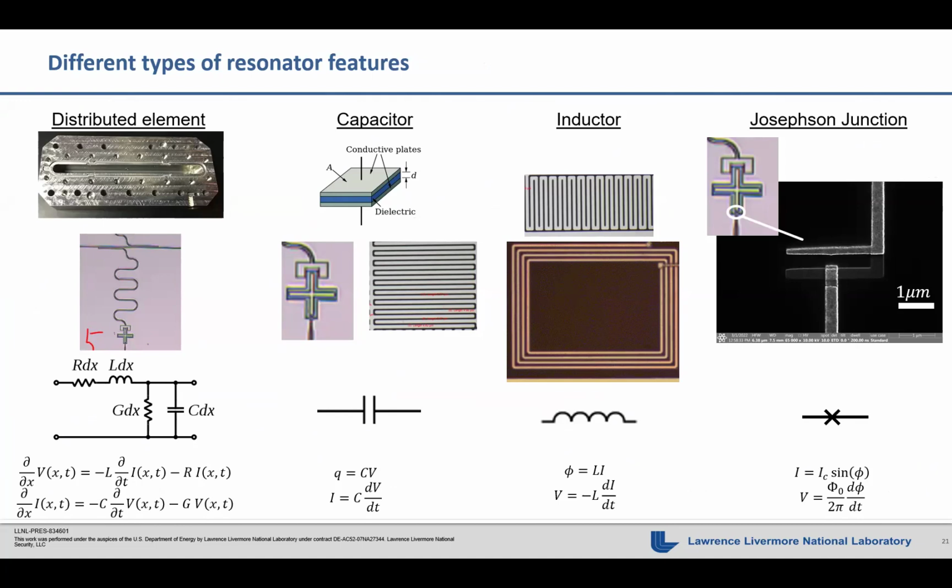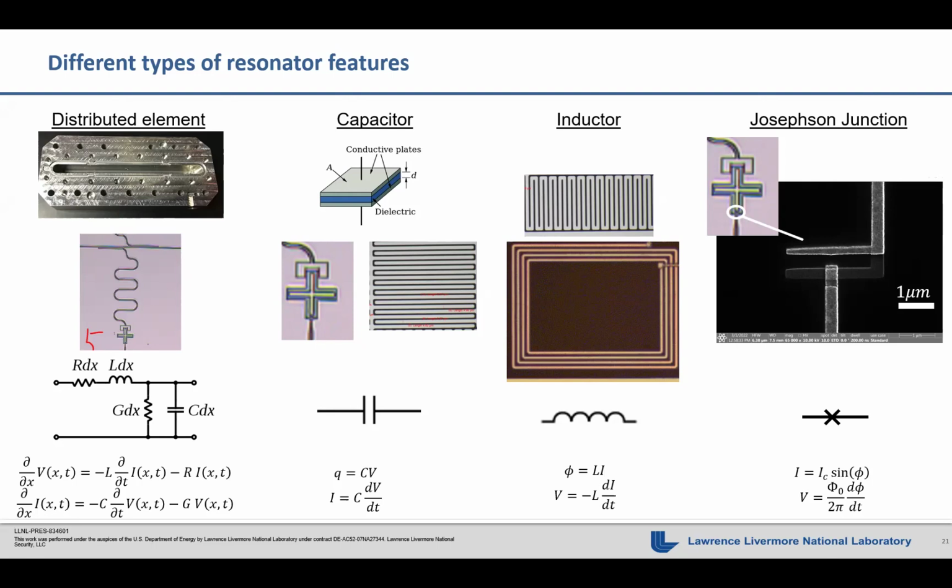We can use capacitors. If you have ever looked at Google's papers, their qubits are these X's. That X is just a capacitor. It has some capacitance to ground. If you see something that looks like this, interdigitated electrodes, those are capacitors. And then meanders are inductors. You just take a long wire, and that is an inductor.